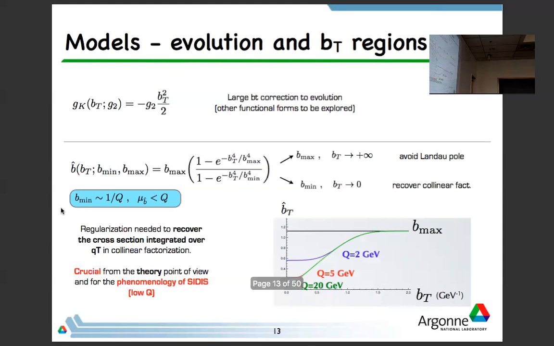Yes. What's this mu b hat less than Q? What do you want to say there? bmin is proportional to 1/Q. Yeah, and that implies that mu b is never larger than Q in the Sudakov. When you evolve in mu, the input scale never becomes larger than the final scale. Otherwise, you would have a situation where your quark, instead of emitting gluons, would absorb gluons, which is something weird. This would be an enhancement. It should be a subtraction. Yeah. So it would become an enhancement.